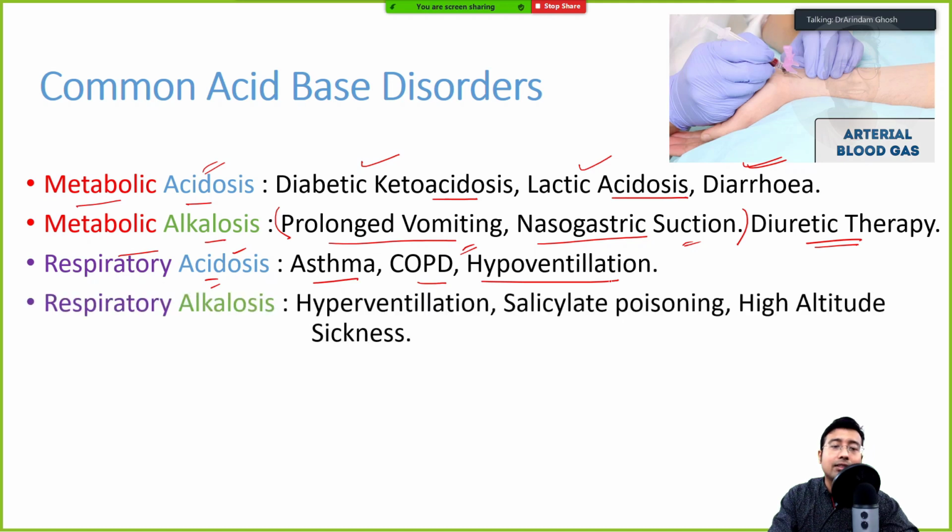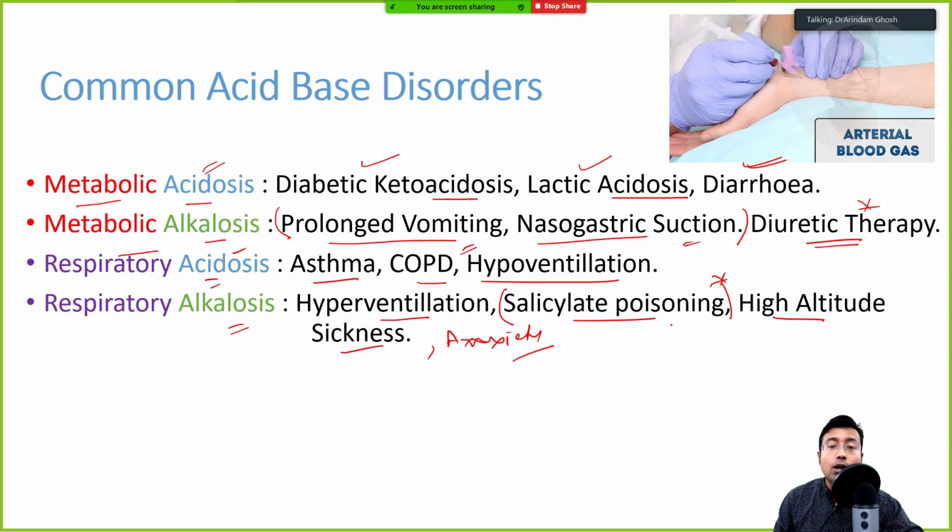And the reverse is in respiratory alkalosis, meaning hyperventilation, where excess CO2 is washed out. When can it happen? In case of high altitude sickness, in case of anxiety, a panic attack, or salicylate poisoning. So all these will lead to respiratory alkalosis. Again, the mechanism of salicylate poisoning will be taught in second year.